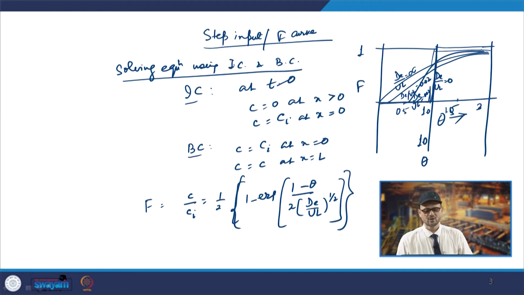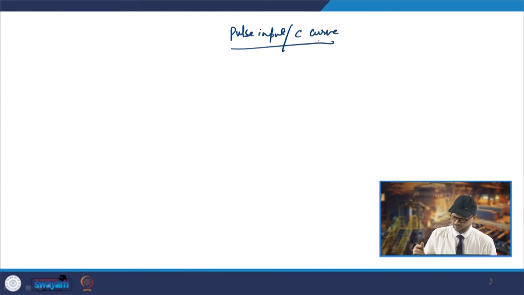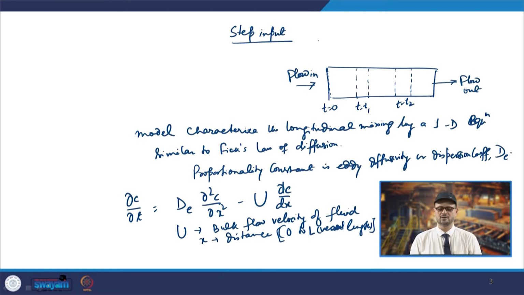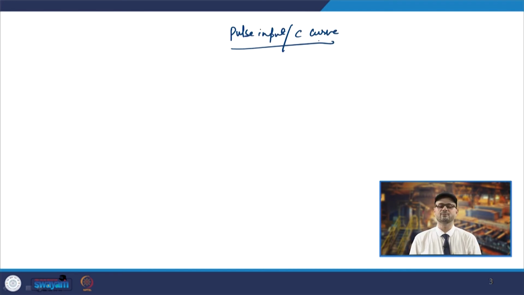Now, let us see the pulse input. If you go for the pulse input, or you analyze the C curve, we have to further solve that equation, that is dC/dt equals d times d squared C by dx squared minus dC/dx. So, that was this equation. If you solve this equation for the pulse input, you will have different boundary conditions, and you will have to solve.